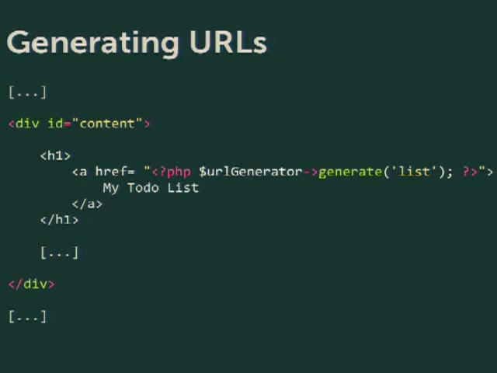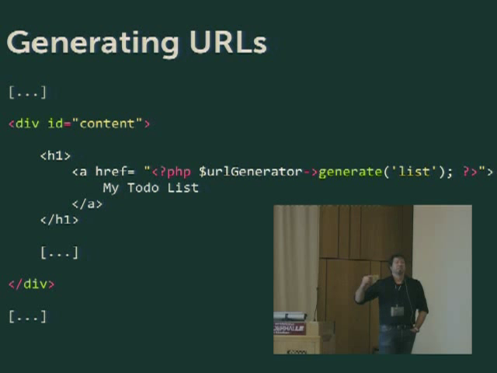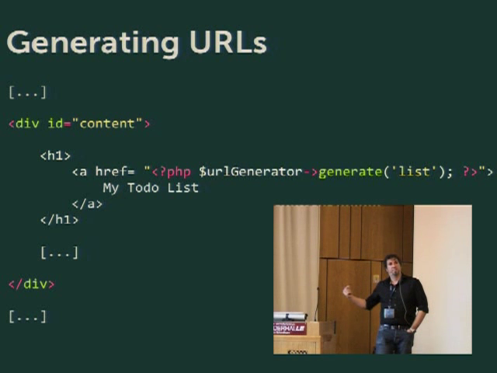And this name, list, was mentioned a couple of slides earlier. This is the name of the route object. So I can generate routing patterns from the named routes.